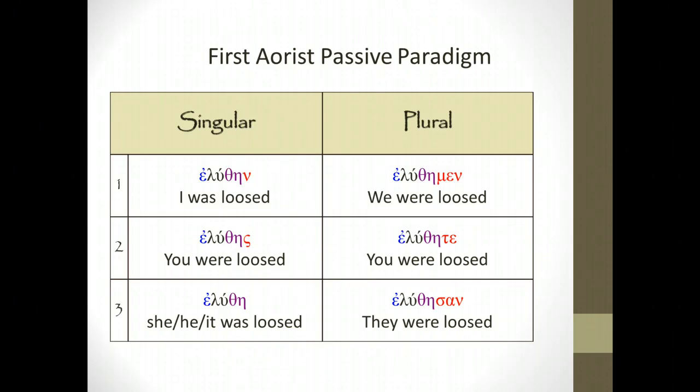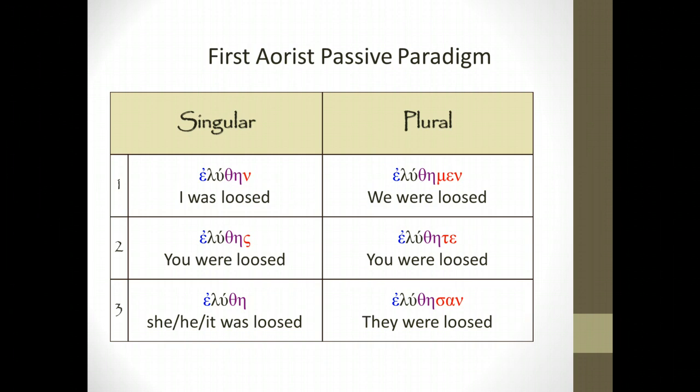You have that distinctive theta eta, followed in some cases simply by one letter, the nu or the sigma, or in the case of the third person singular, nothing, eleuthē. But that theta eta with the augment with the stem is your clue that you're dealing with the aorist passive.